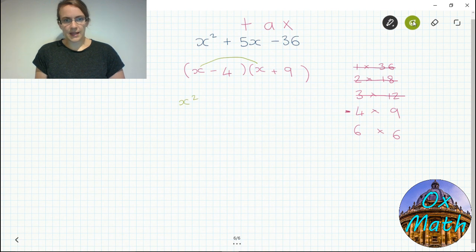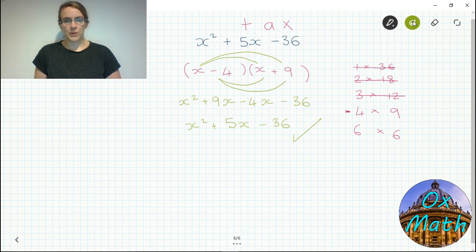Now just a quick check that that works. x times x is x squared, x times 9 is plus 9x, minus 4 times x is minus 4x, and minus 4 times 9 is minus 36. Plus 9x and minus 4x simplify down to 5x, so we have our x squared plus 5x minus 36, which is what we wanted. So our two factors are x minus 4 and x plus 9.